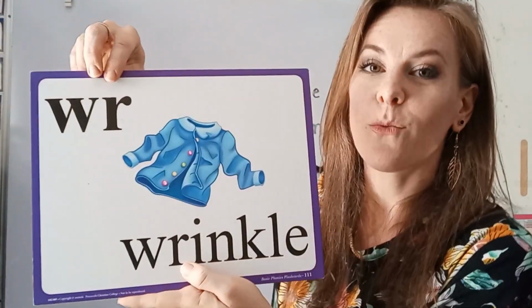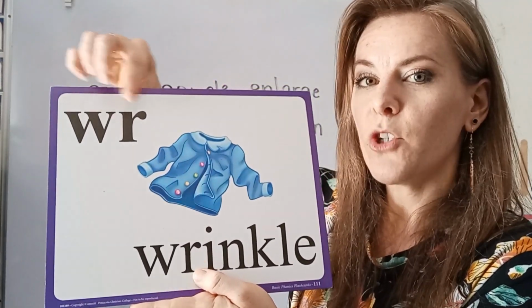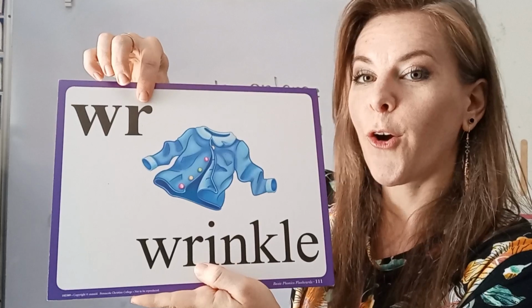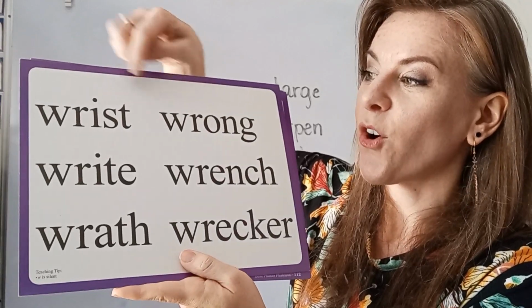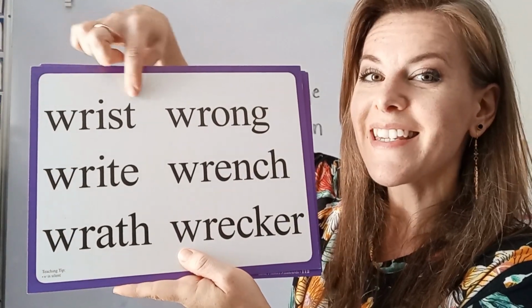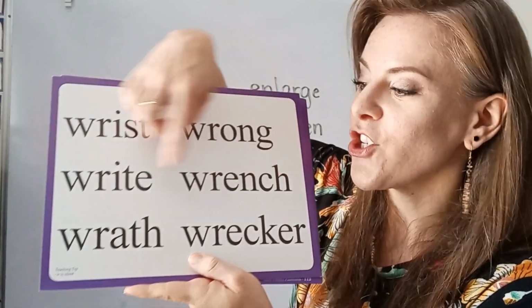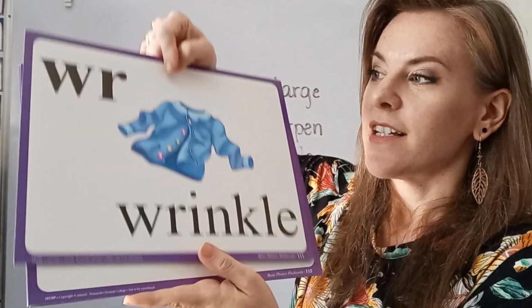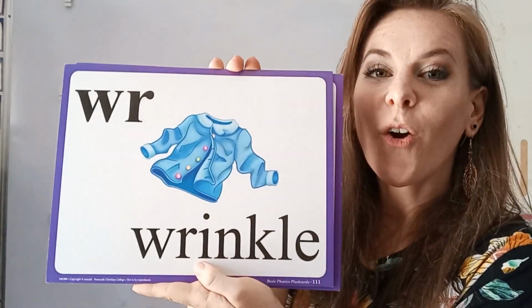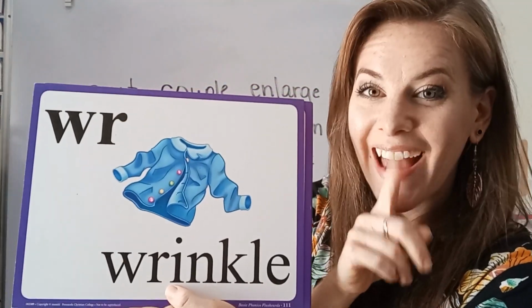Then we have the r in wrinkle. Now with this special sound, you don't hear the W. You just hear r in wrinkle. The W is silent here. You don't hear it at all. So WR says r in wrinkle, and wrist, wrong, write, wrench, wrath, and wrecker. WR says r in wrinkle. The W is silent.